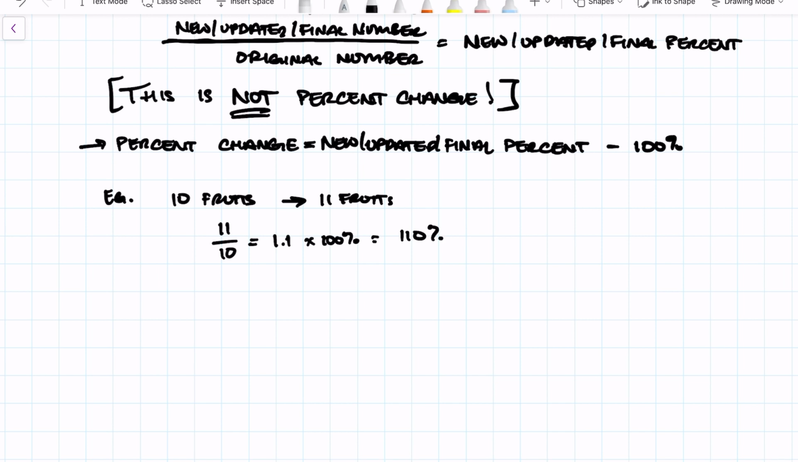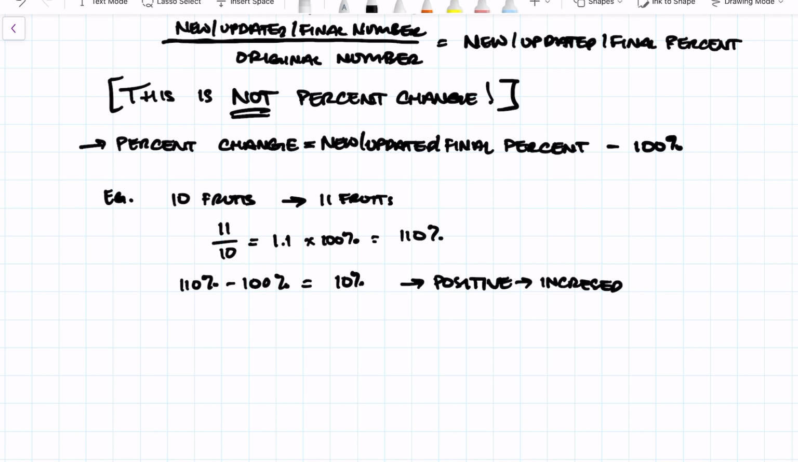Okay, that should be the new percent. Now, that's a new one. So what's the percent change? Well, the percent change is going to be 110% minus, oopsies, 100%. And if you do that, you're going to see that you're left with 10%. Now, you see how it's a positive number? So you know that because it's positive, it means it increased, right? So it went up by 10%.